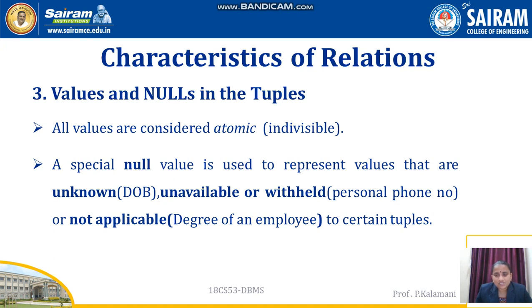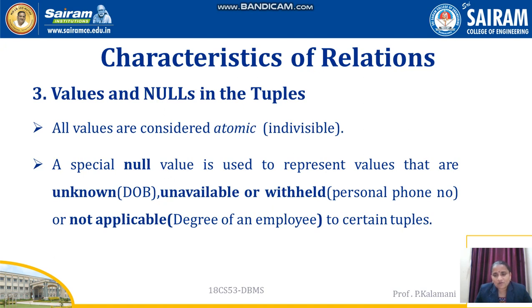That means that value is indivisible. Suppose, for example, we are going to store the first name, middle name, and last name all together; it is divisible again. Because of that reason, we make the first name one attribute separately, the middle name another attribute, and the last name another attribute. So that's the reason all values are considered to be atomic, that means indivisible. A special null value is used to represent values that are unknown.